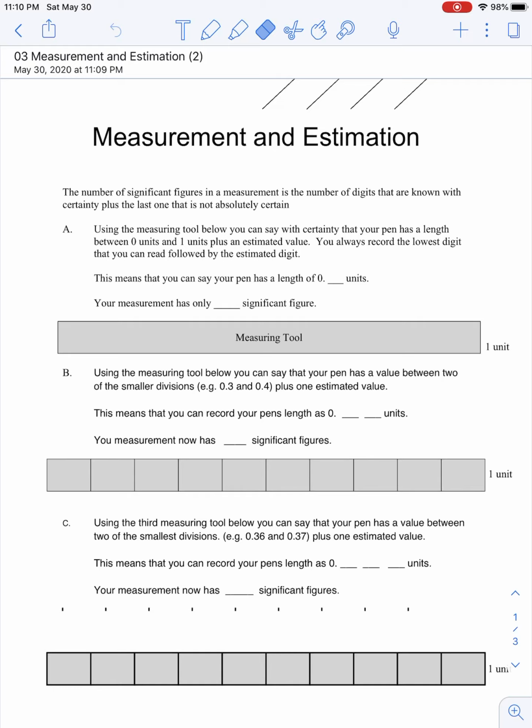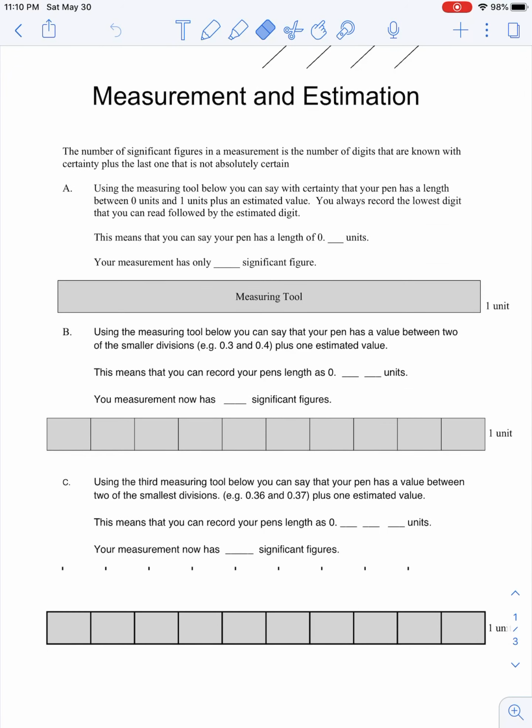So if you look down here, we're going to be using this, and this is all in your handout. I just wanted to go over it. This is going to be your measuring tool. So this tool is 1 unit long. Now the handout says we're going to be measuring your pen. No, we're not, because most people's pens are going to be bigger than this measuring unit. So I don't know why they came up with pen. Let's measure our pinky finger up to the knuckle, and then I'll talk about how the significant figures work.